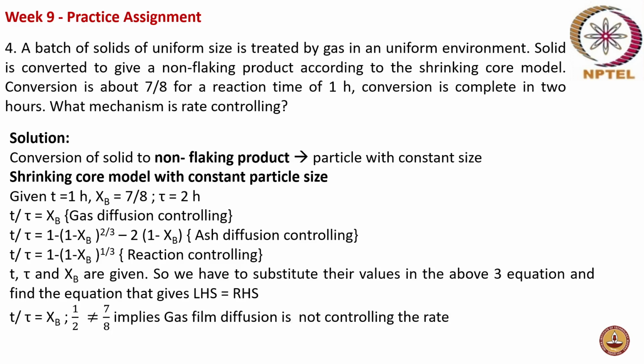Okay. Now t by tau is equal to xb. And let's take the case 1 of gas diffusion controlling. t by tau is equal to xb. So t is 1 and tau is 2.